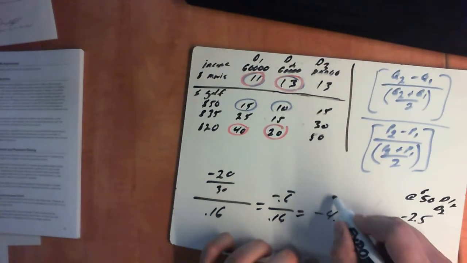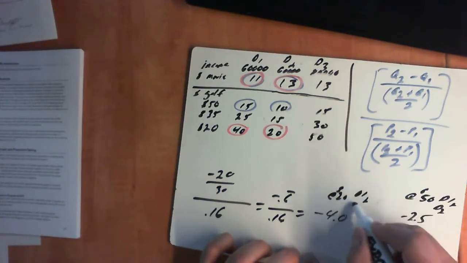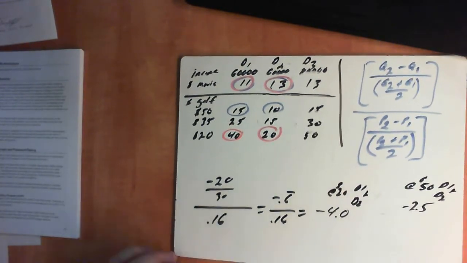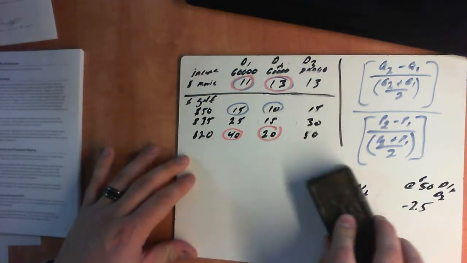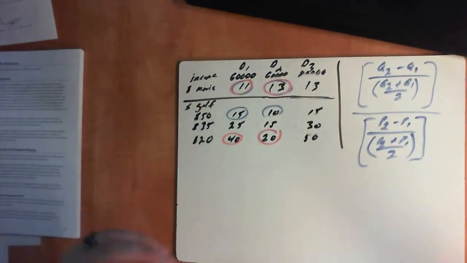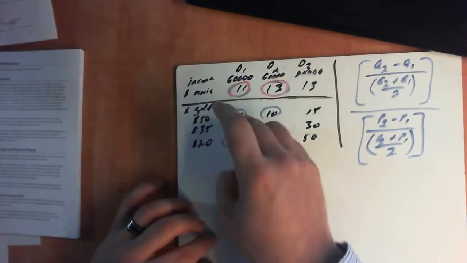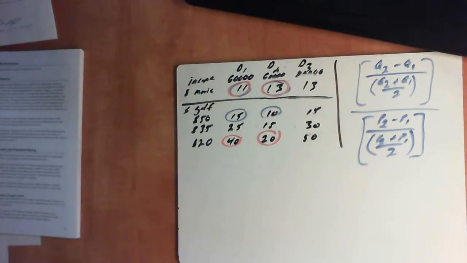And this is going to be at $20 between D1 and D2. So that's how you'd answer the first questions, okay? And it's going to go through asking you to look at all 3 price points for D1 and D2.